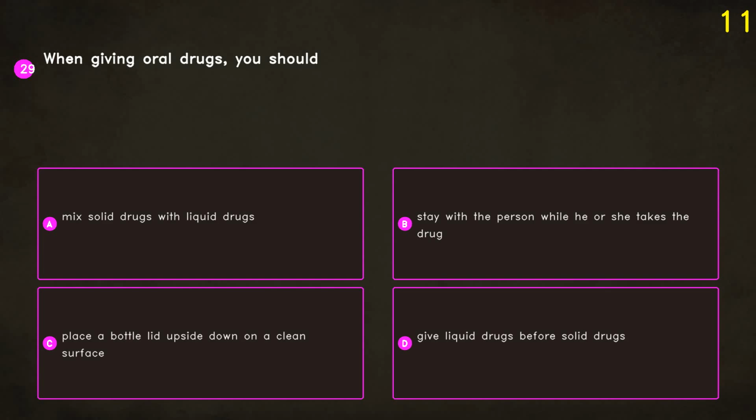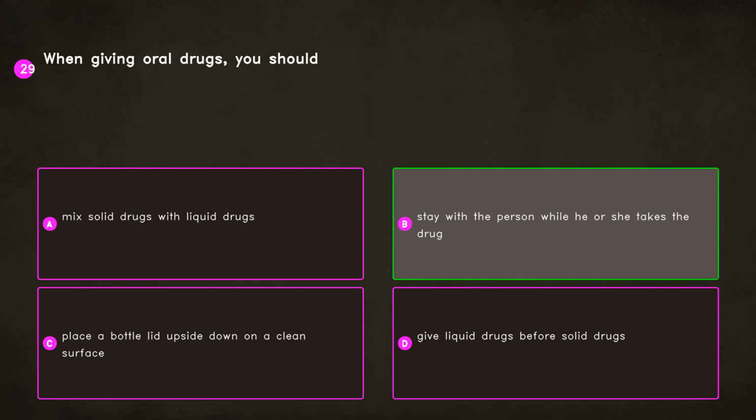Question 29. When giving oral drugs, you should A. Mix solid drugs with liquid drugs. B. Stay with the person while he or she takes the drug. C. Place a bottle lid upside down on a clean surface. D. Give liquid drugs before solid drugs. The correct answer is stay with the person while he or she takes the drug.